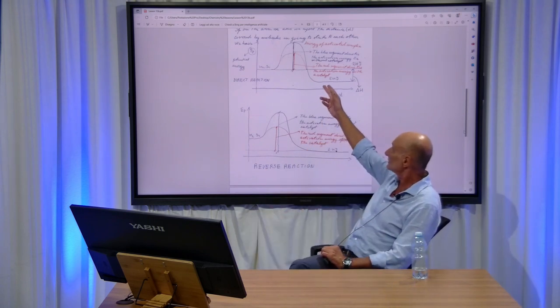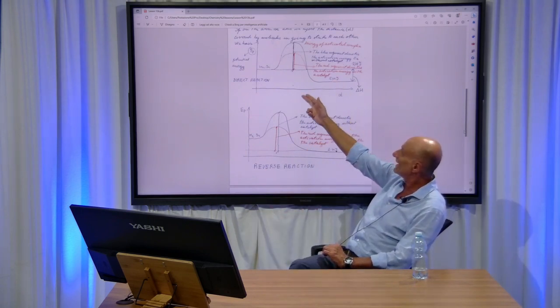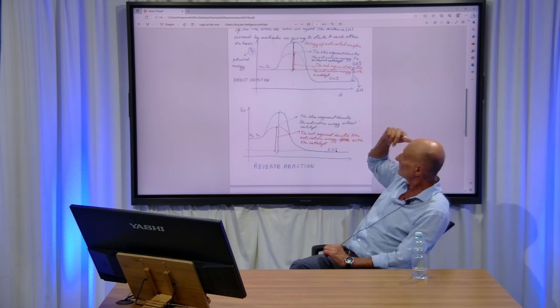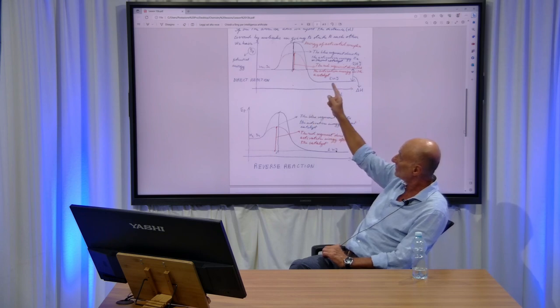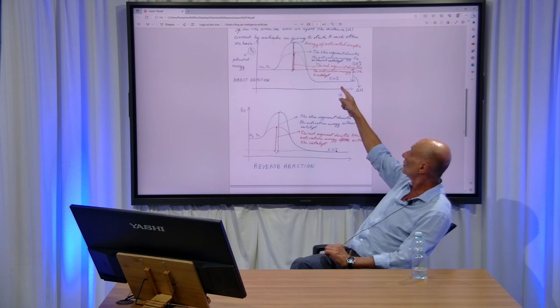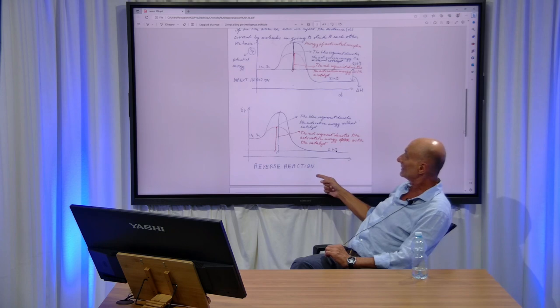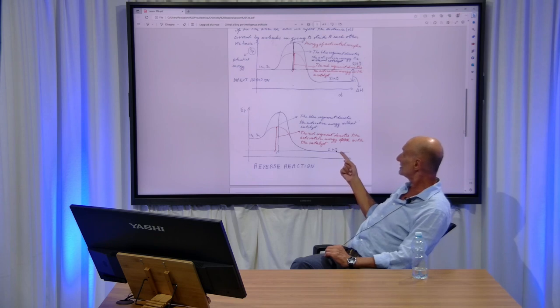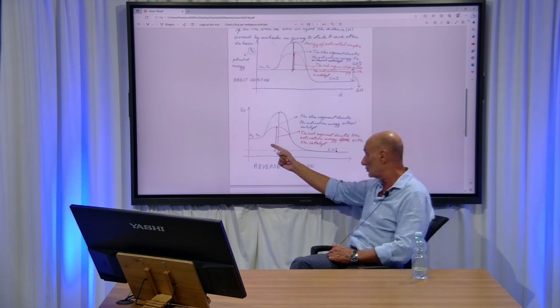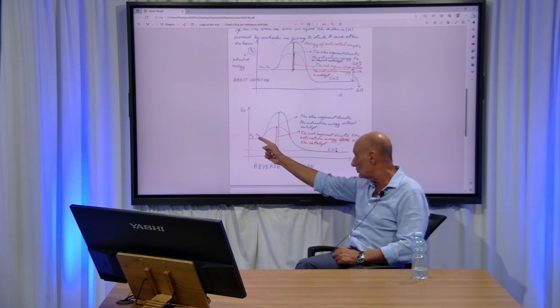Well, this diagram is concerned with the direct reaction, namely the reaction which goes from hydrogen and iodine as reactants to two molecules of hydroiodic acid as product of reaction. This other diagram is concerned with the reverse reaction, namely the reaction which goes from two molecules of hydroiodic acid to one molecule of hydrogen and one molecule of iodine.